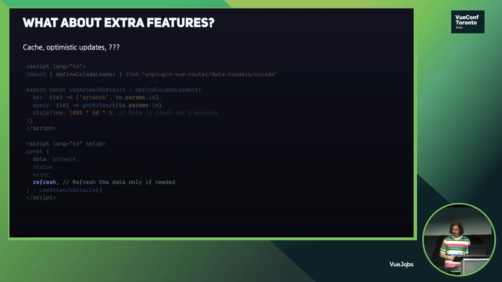And of course, we can also augment what is returned by the composable. So for example, we had this reload function before I showed you, and Pina Colada also has a refresh function. They're very similar, but the difference is related to the stale time. A refresh function is only going to reload the data if the stale time has elapsed. So it's a more convenient function, I would say.